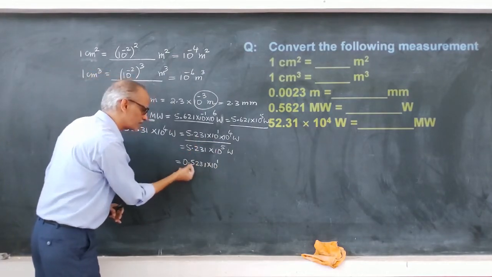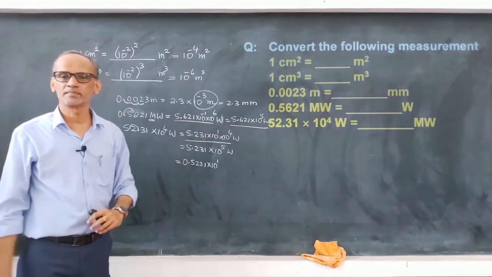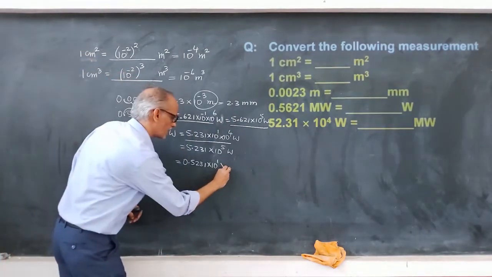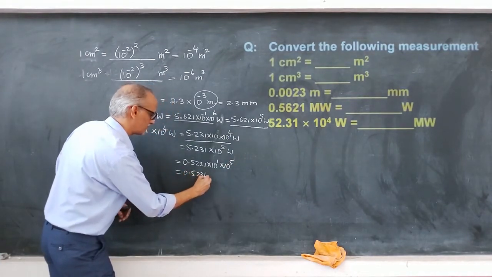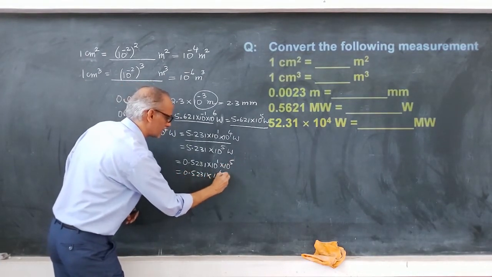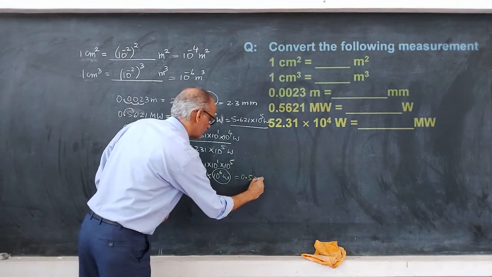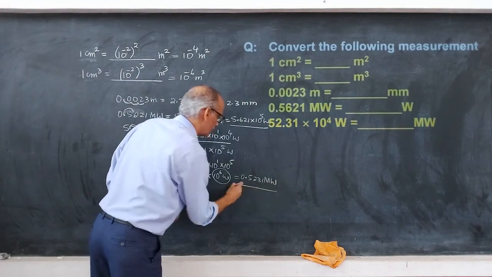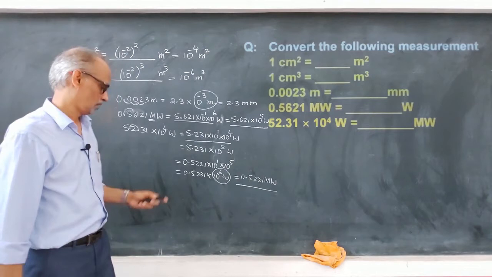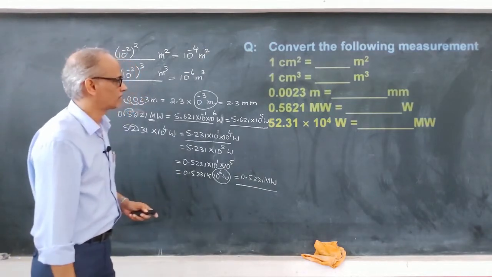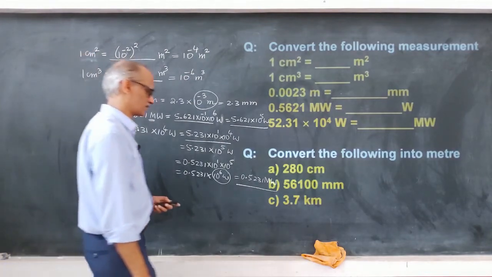Why am I shifting by one more? Because I want this to be 10 to the power 6. Only then I will be able to write in terms of megawatt. So now this 10 to the power 5 becomes 0.5231, 10 to the power 6 watt. Check this, this is nothing but mega. So that's why this is 0.5231 megawatt. Understood, students? So this is how one can do the conversion from one unit to the other unit with the help of the prefixes.